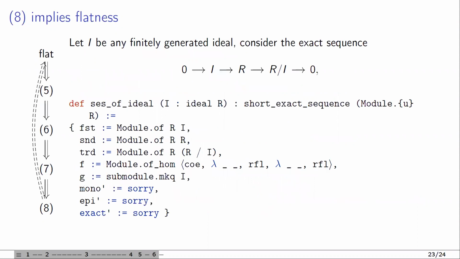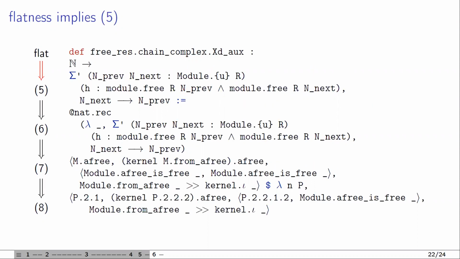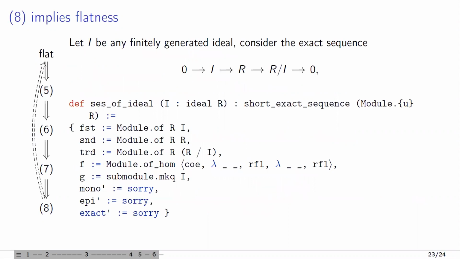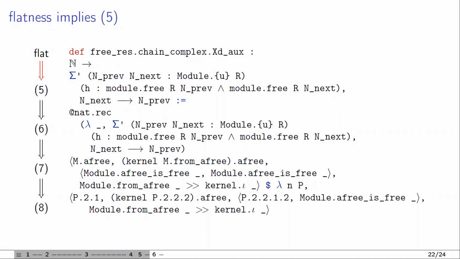This 2.2.1.2 is somehow terrible. We've got used to it now, but honestly, there's nothing you can do about it. A better way is perhaps turning this whole thing into a structure and giving it proper names for every field. Then instead of .2.2.2, you can just call it p.map or something. But I'm too lazy for that. So using this free module, you can calculate that all higher Tor vanishes.